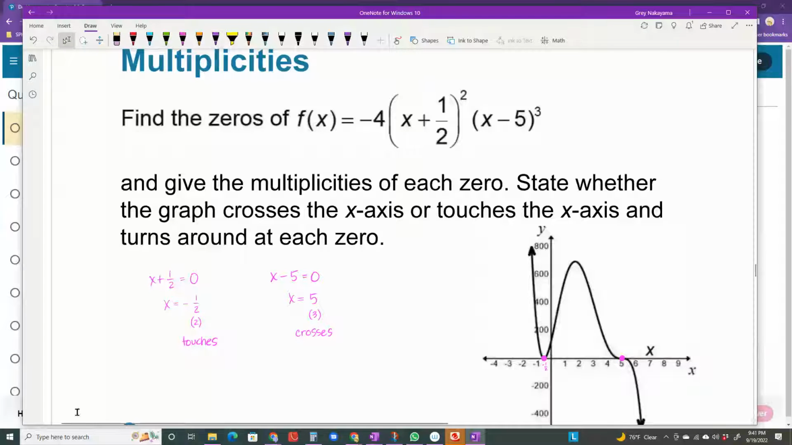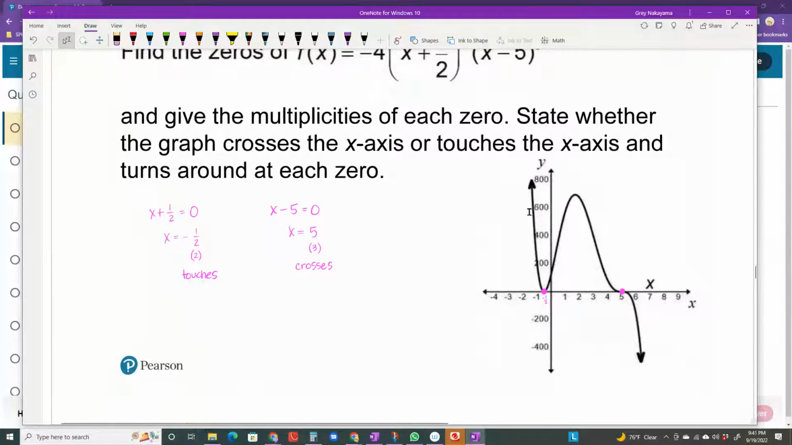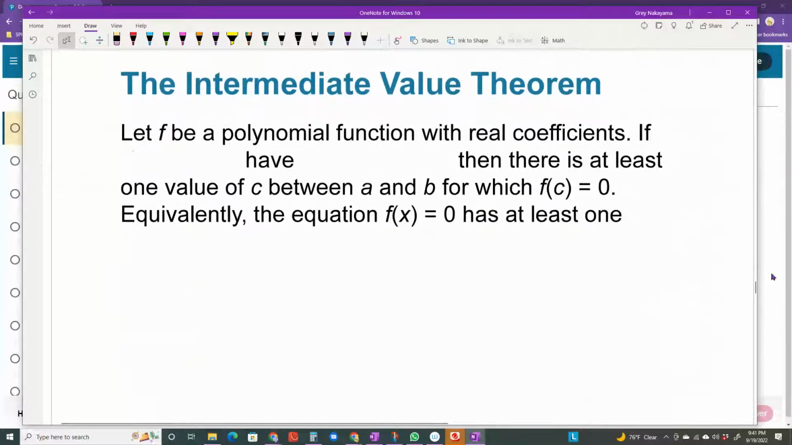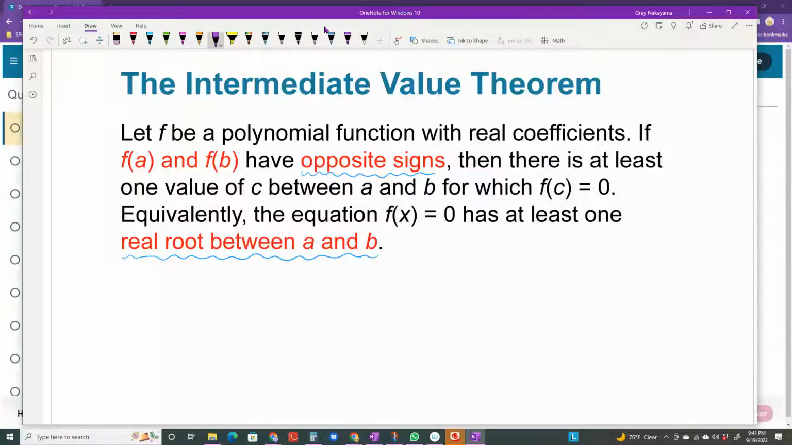Here's negative 1/2 right here. Okay, so you can see that it touched at negative 1/2 and went back in the same direction, and then it flattened out at 5 and kept on going. Okay, something called the intermediate value theorem. When you have two y values, f of a and f of b, that have opposite signs, then we know that it has to cross the x-axis between a and b.